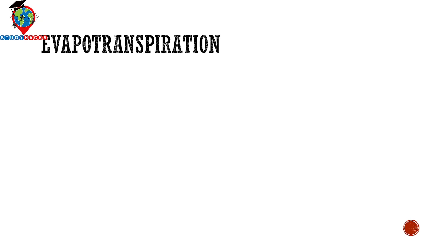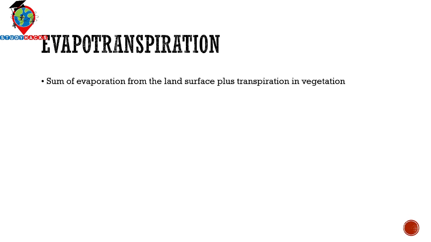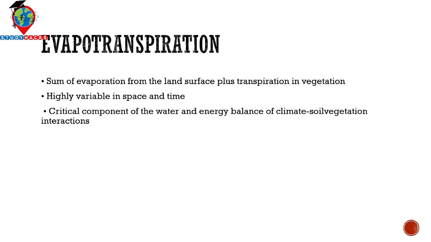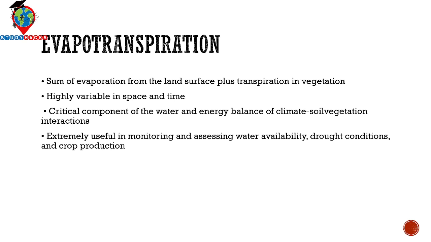Now we talk about evapotranspiration. It is very important for the agricultural sector. It is the sum of evaporation from the land surface plus transpiration from vegetation, and it is highly variable in space and time, changing from region to region. It is a critical component of the water and energy balance of the climate, soil, and vegetation interaction, and extremely useful in monitoring and assessing water availability, drought conditions, and crop production. Using it, we can easily assess water availability, drought condition, and crop production.